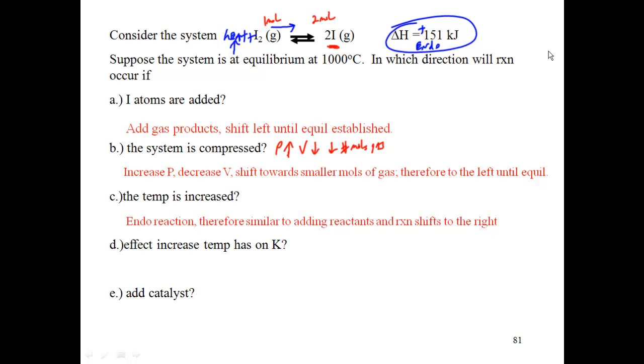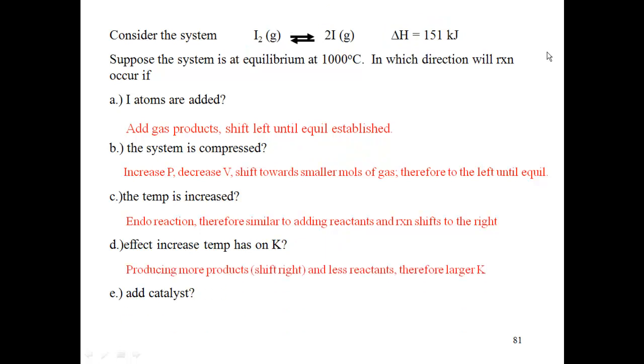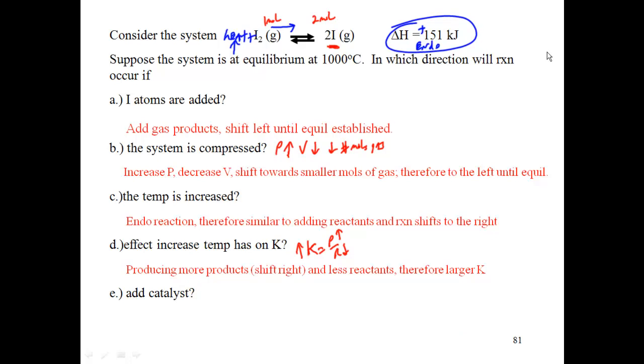Since heat is changing, we want to know the effect of that change on the K value. We can just look at what's happening to our products and reactants to decide which way it's going to shift. If I'm shifting to the right, I'm producing more product, so that's increasing, and we're consuming reactant, so that's decreasing. Mathematically, if my products are increasing and my reactants are decreasing, then K has to be increasing. You can either memorize it or figure it out. Shifting to the right, I have less reactants, therefore we're going to have a larger K.